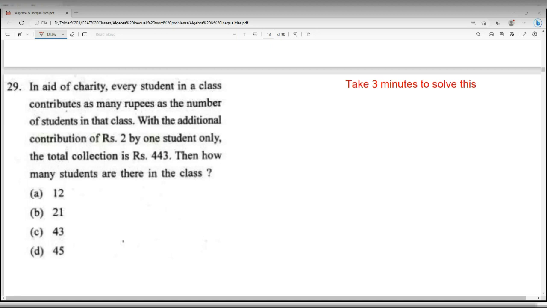90% have got option B, it is 21, and option C 10%. Nobody has got option A or option D. So we'll see how to go about this question.